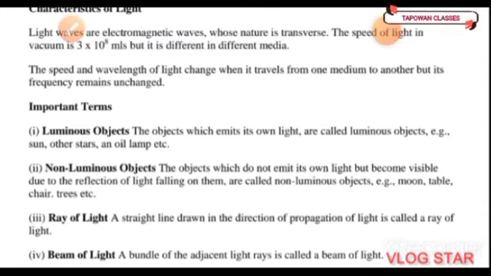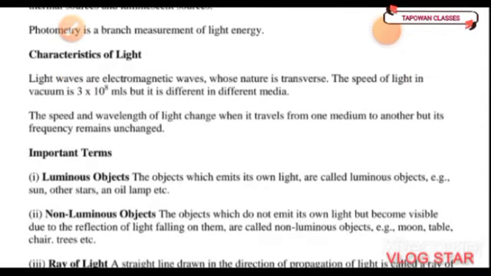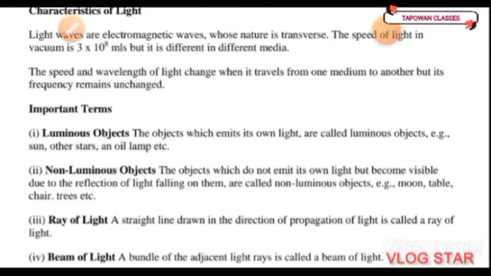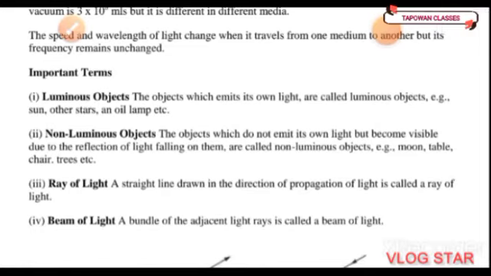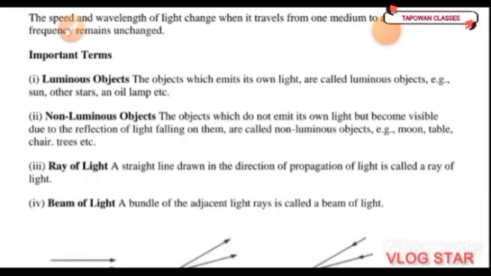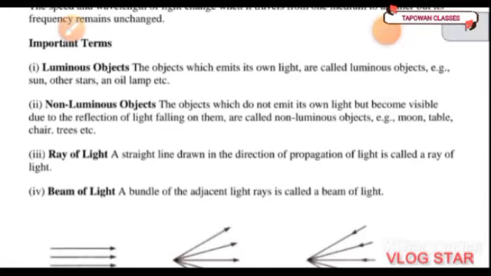An important term is the luminous object. We discuss two terms in the first part: luminous object and non-luminous object. What is luminous? An object which emits its own light. For example, the sun and stars have their own light, that's why they are luminous objects. And what is a non-luminous object? An object which does not emit its own light and becomes visible due to the reflection of light. For example, the moon is a natural non-luminous object, and an electric bulb, tables, and trees are all non-luminous objects.